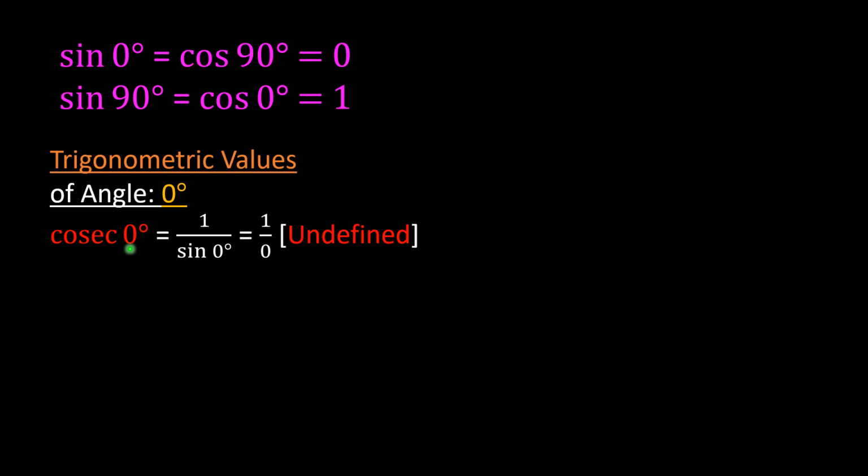Cosec 0 is reciprocal of sine 0, but sine 0 is 0. So 1 divided by 0 is undefined because we cannot divide by 0. So we have cosec 0 is undefined. Sec 0 is reciprocal of cos 0, but cos 0 is 1. So it will be 1 divided by 1, which is 1. So sec 0 degrees is 1.